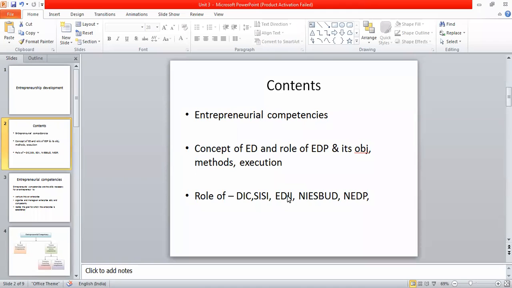Now, again, there is something called entrepreneurial development, the concept of ED. So, what this concept is, what role entrepreneurial development programs, EDPs, play, what their objectives are, what the methods of conducting those EDPs are, and how they are being executed. And then the role of organizations like SISI, DIC, NIESBUD, and the other organizations, what role they play in entrepreneurial development.